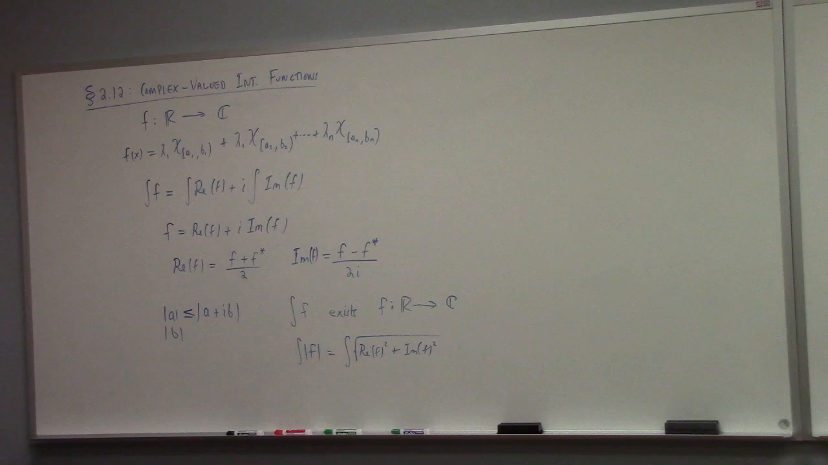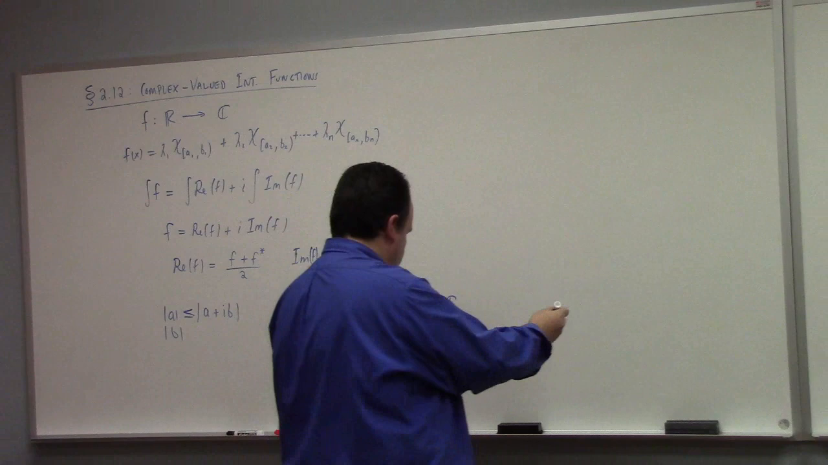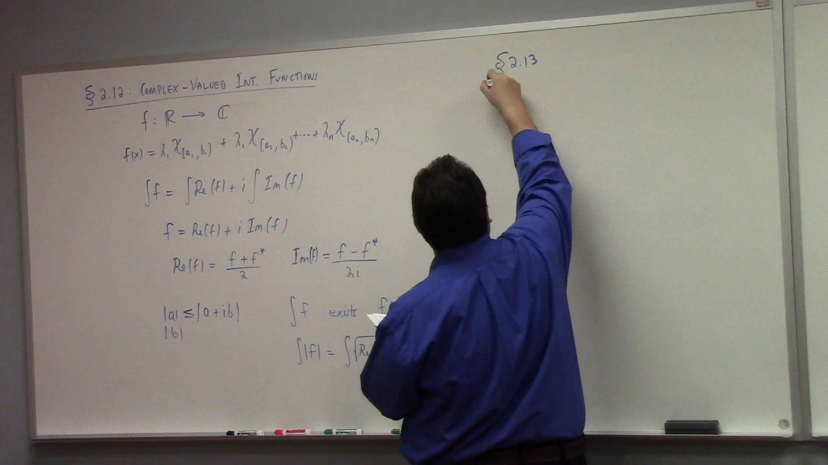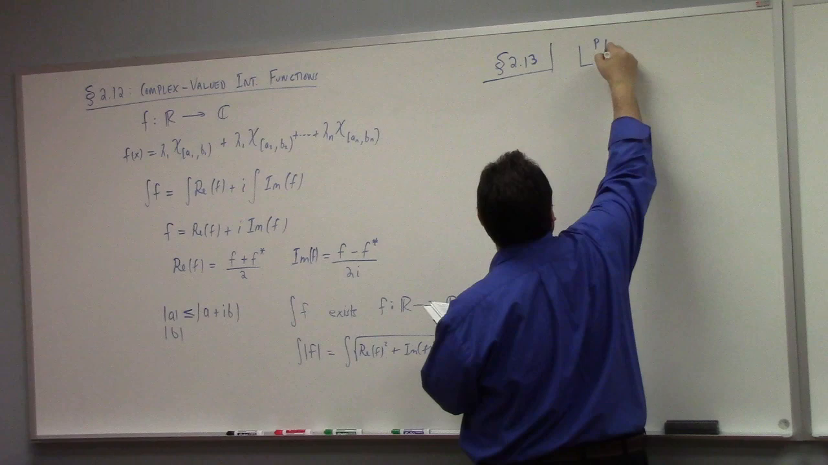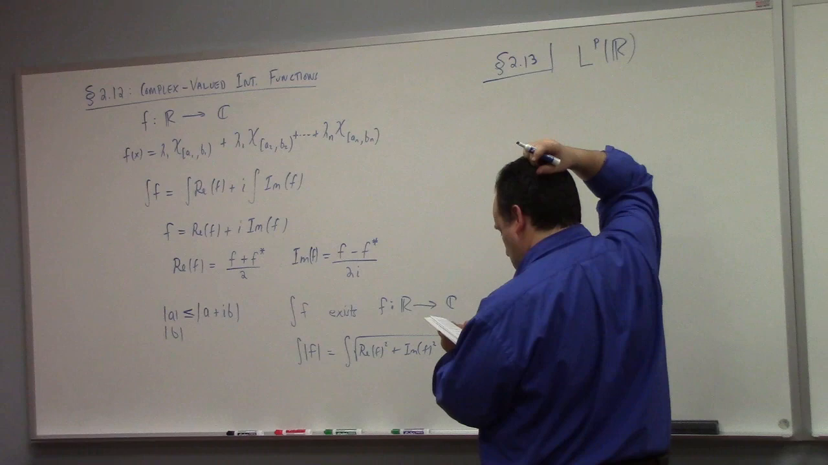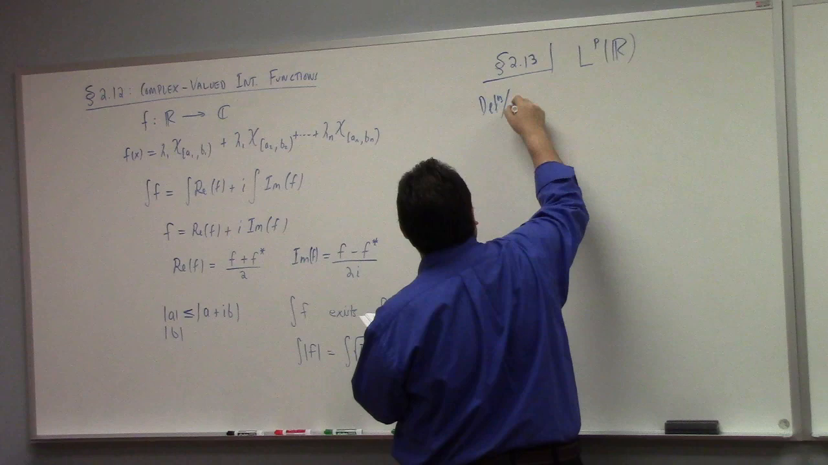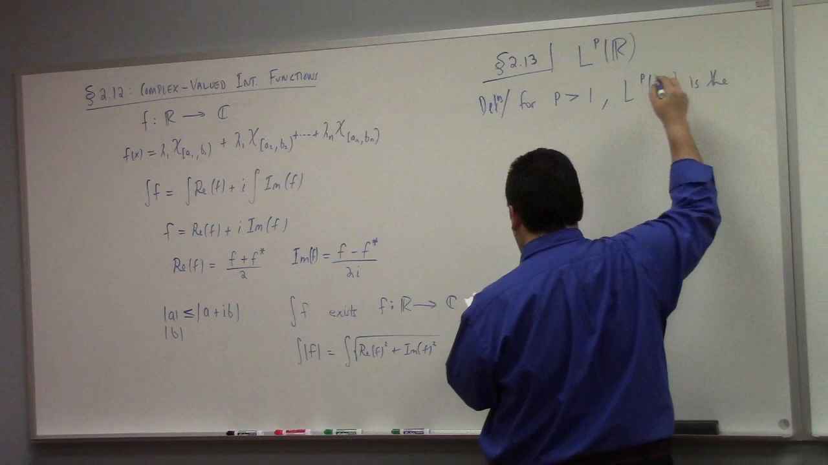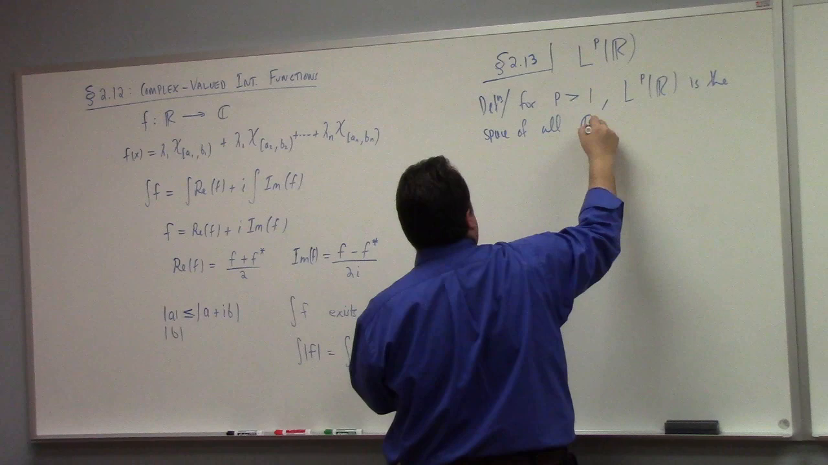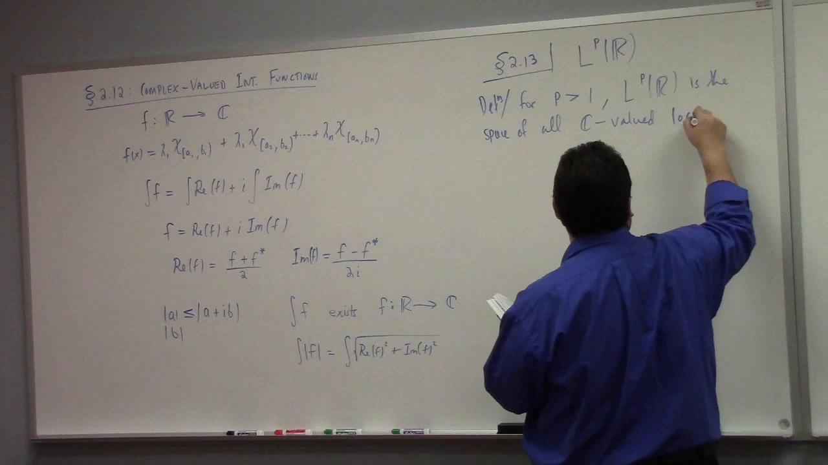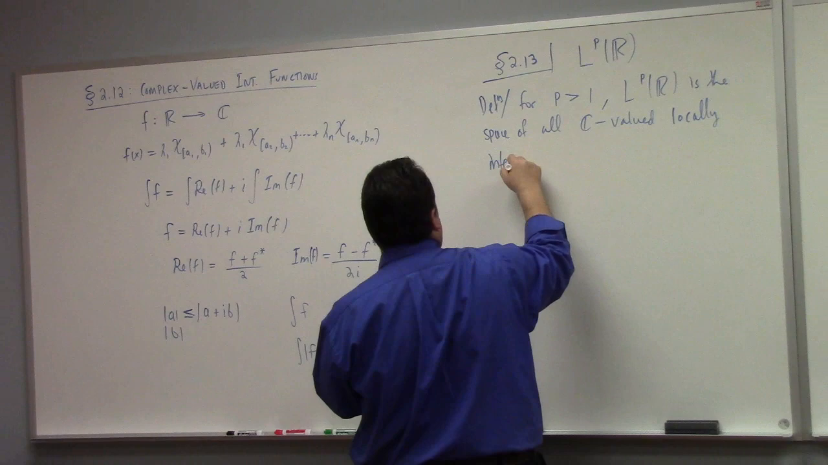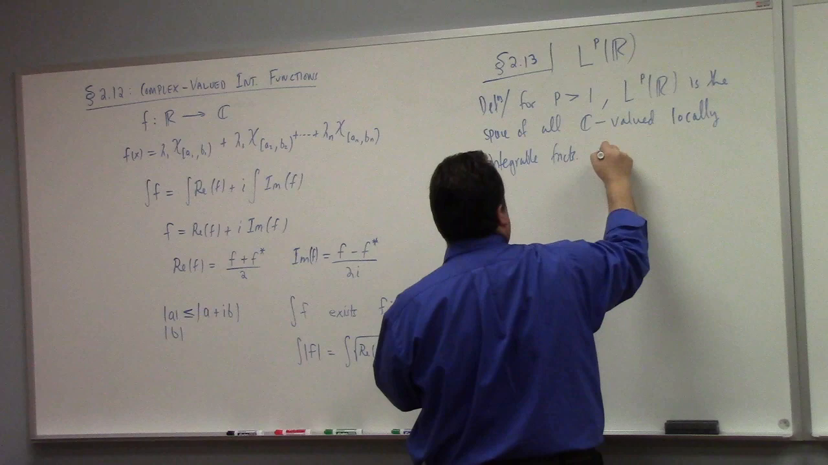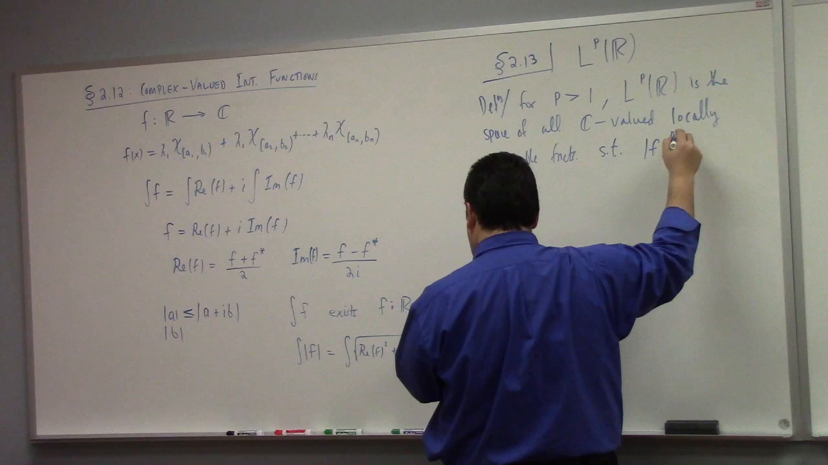And so section 2.13, this is LPR, which is an important example, I suppose. I'm mostly interested in the definition for this section. So, here it is. For P greater than 1, LPR is the space of all complex valued locally integrable functions such that the pth power of the modulus is an element of L1R.